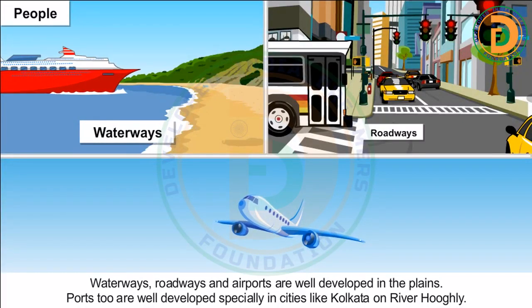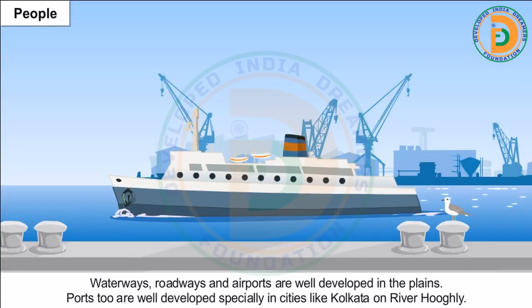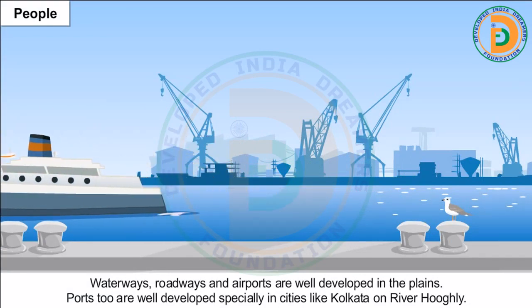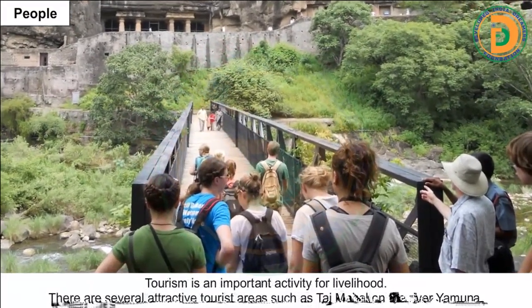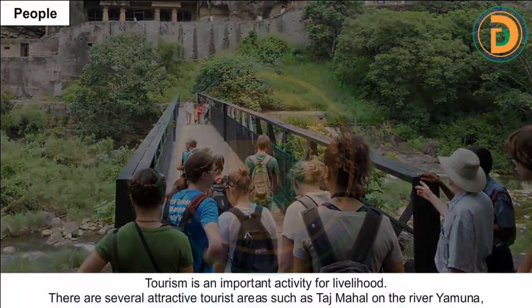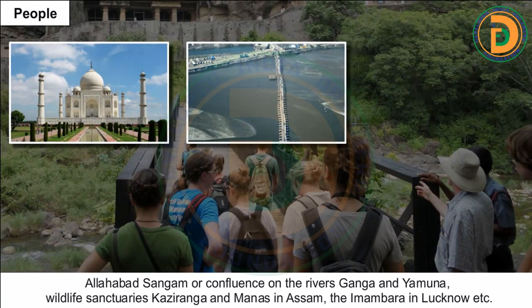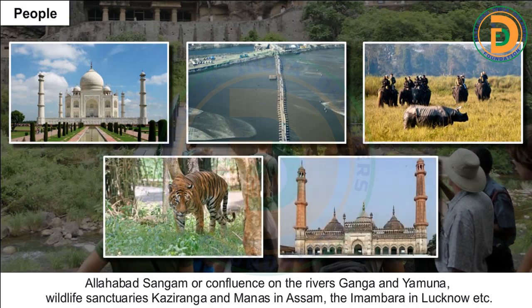Waterways, roadways and airports are well developed in the plains. Ports too are well developed, especially in cities like Kolkata on River Hooghly. Tourism is an important activity for livelihood. There are several attractive tourist areas such as the Taj Mahal on the river Yamuna, Allahabad Sangam or confluence of the rivers Ganga and Yamuna, wildlife sanctuaries Kaziranga and Manas in Assam, the Imam Bada in Lucknow, etc.